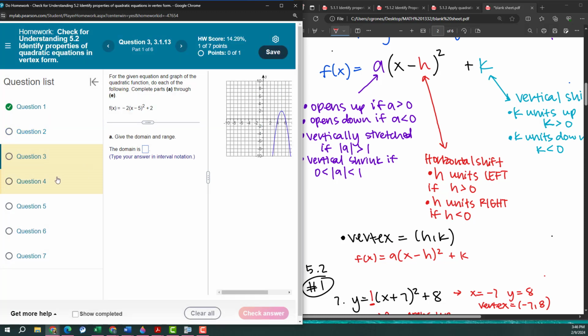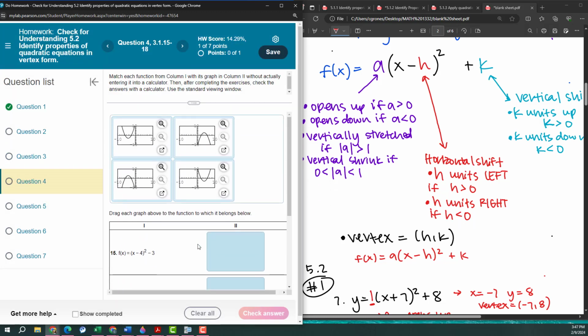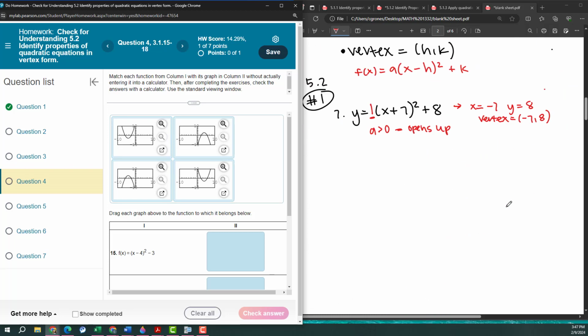So there are a couple questions like that. And then there are questions like this. So they actually have the graph, and then you have to match the graph with each of the functions. So let's look at what we have.